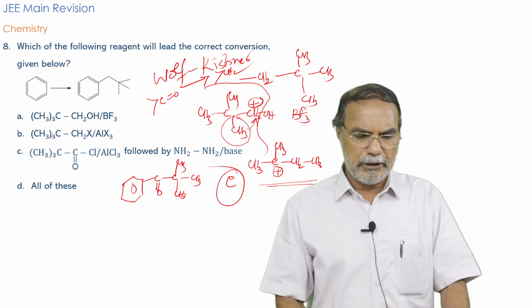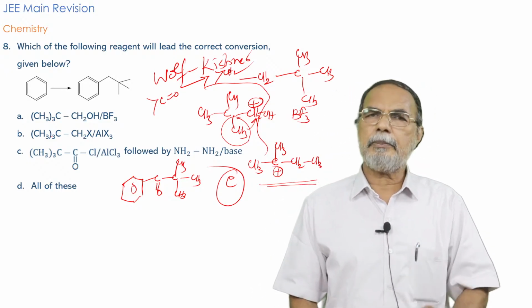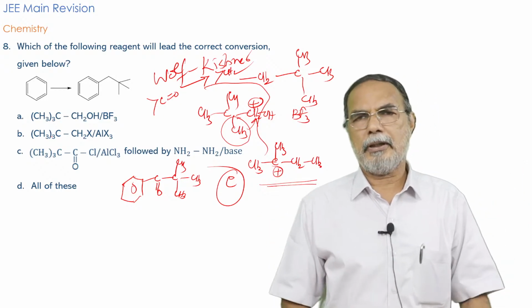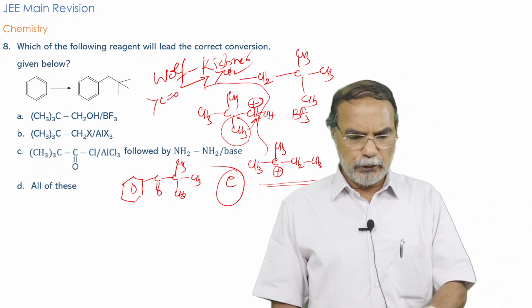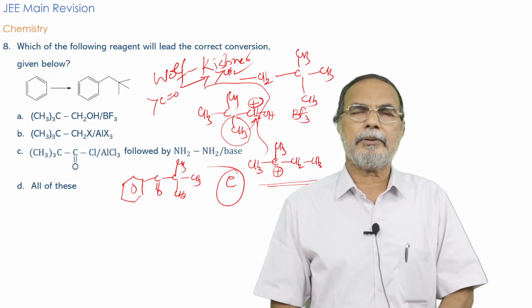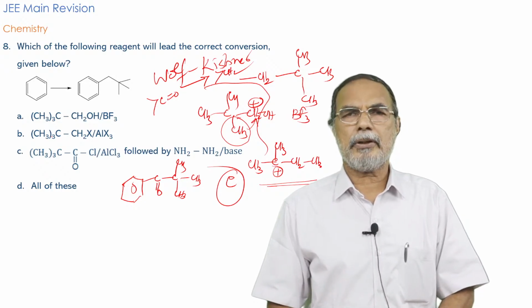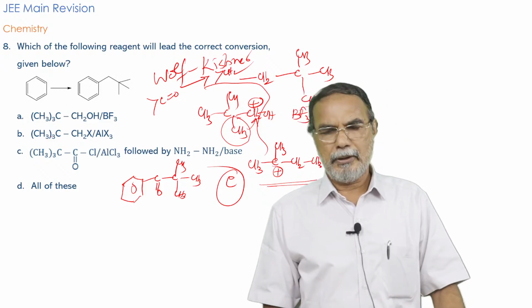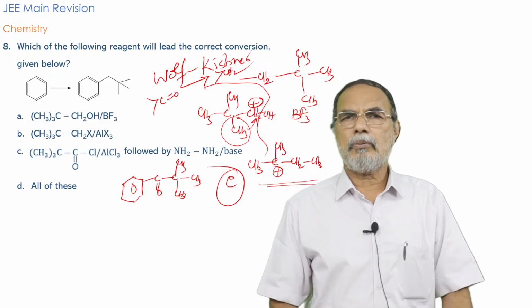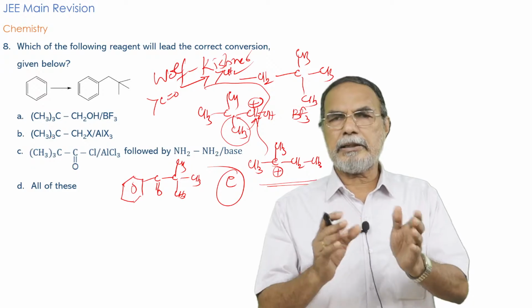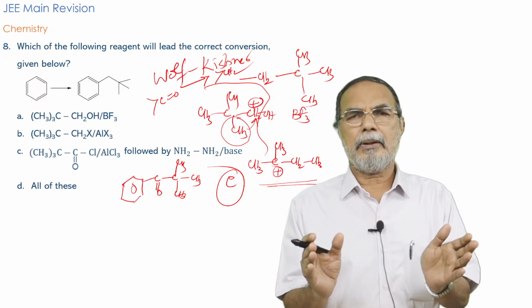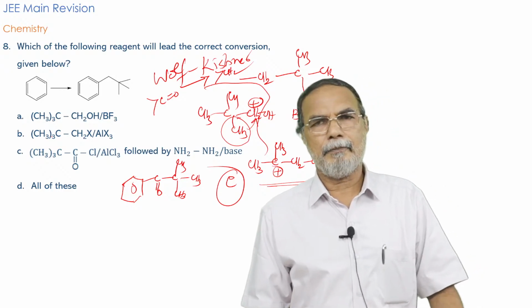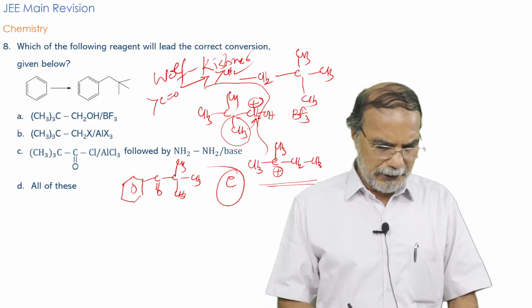So neopentyl benzene can be obtained only by the third method, a two-step conversion by reaction with an acid chloride to give a ketone, and this ketone is subjected to the Wolff-Kishner reduction or the Clemmensen reduction. And here what is given is Wolff-Kishner reduction. It is hydrazine and base. If it is Clemmensen reduction, it is zinc amalgam and concentrated HCl. Okay, I hope it is clear.